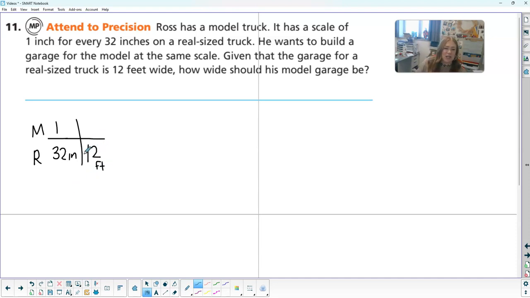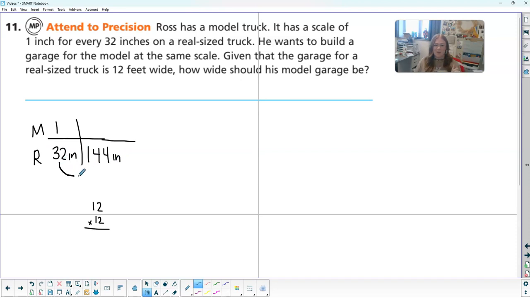So first, let's change these into inches. If we have 12 feet, there are 12 inches in a foot. So let's come on over here and get rid of this 12 feet and make it inches. So 12 times 12 is 144 inches. That's going to be easier if our units are the same. So inches will be much easier. So his real garage is 144.